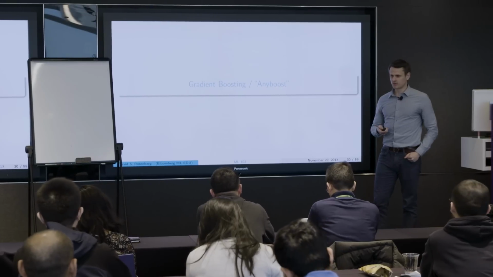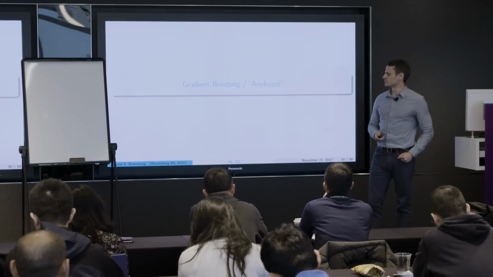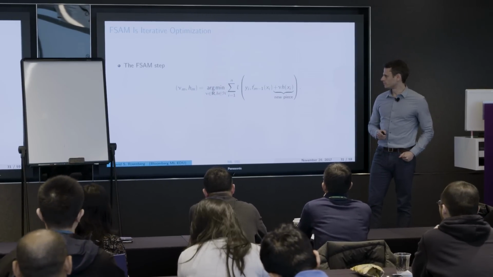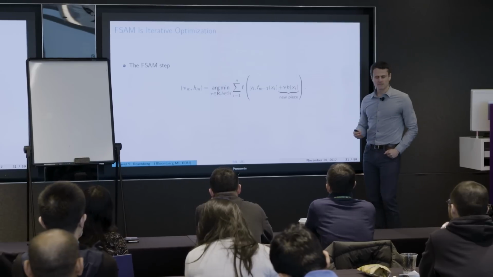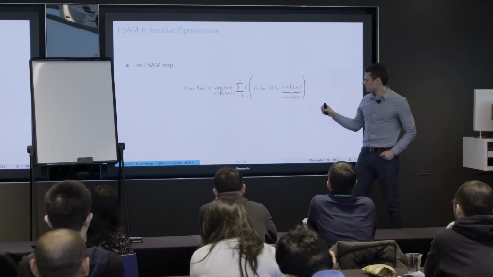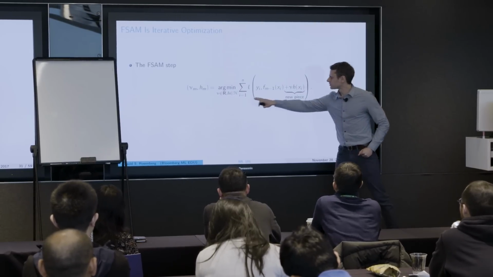So now we're going to get into gradient boosting, AnyBoost, which is going to help us in this FSAM objective function in the case that we don't know how to solve that inner optimization problem. So this is our FSAM step. And the issue is that sometimes we do not know how to solve the optimization problem.